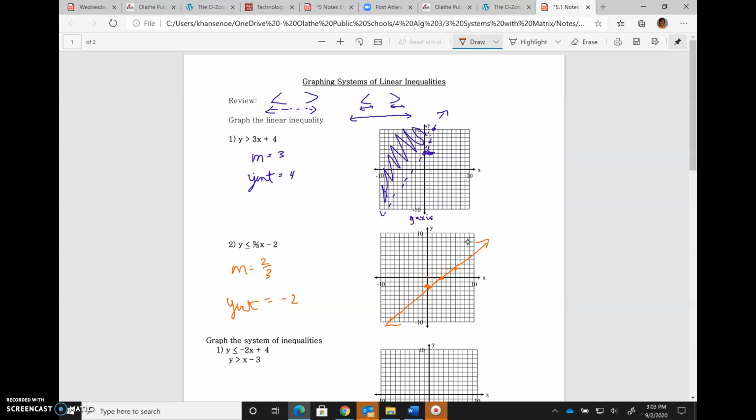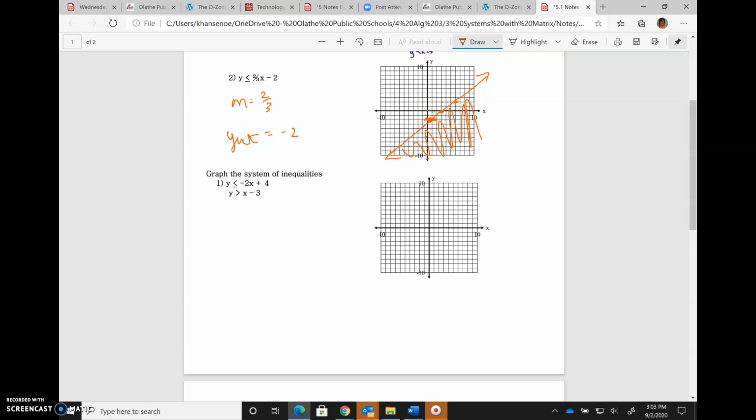Now, remember, deciding where we shade. Here is my y-intercept. It's at -2. This says less than. Where are all the numbers less than -2? They're going down. So down here. So then this is the way you shade.